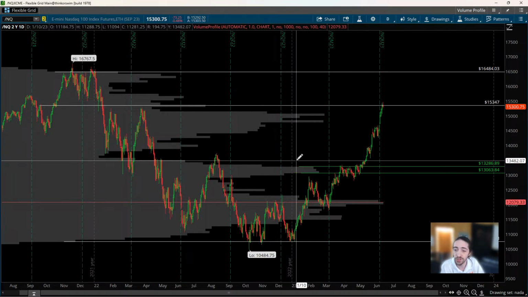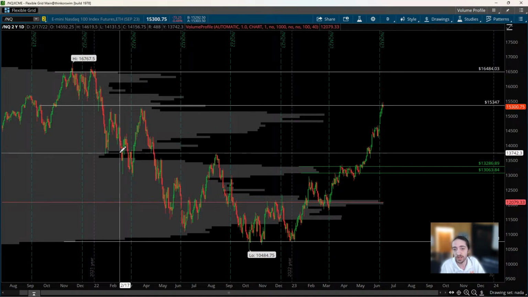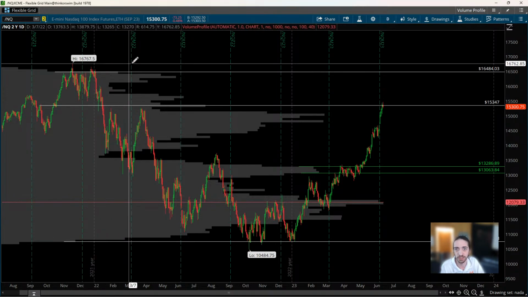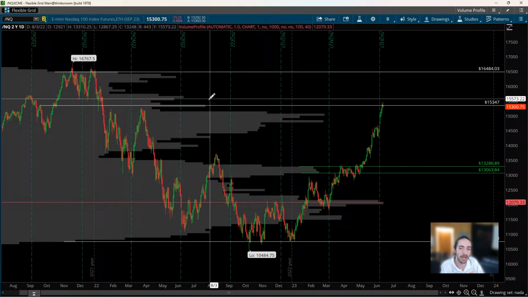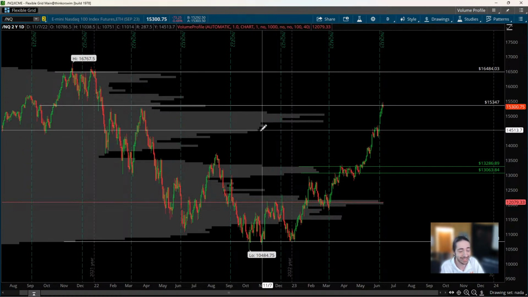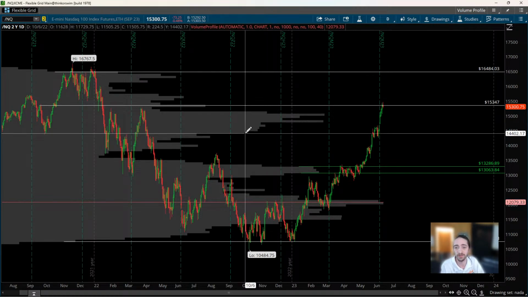I wouldn't recommend using it for the empties. What I would recommend is using it for the reversals and for the reactions of these key levels and for the high volume nodes, not the low volume nodes. High volume is important. It's something that the banks can't hide, and it's something that we could take advantage of.